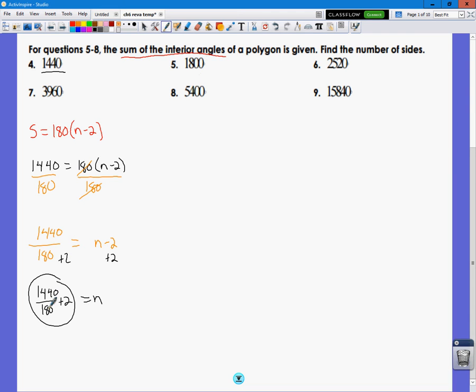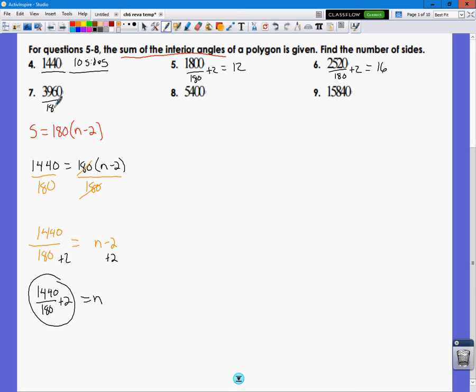When I do 1440 divided by 180, that'll give me 8. 8 plus 2 is 10. So this will have 10 sides. I can take each one of these and I can divide it by 180 and add 2. That means this will have 12 sides. Divide by 180, add 2. This will have 16 sides.